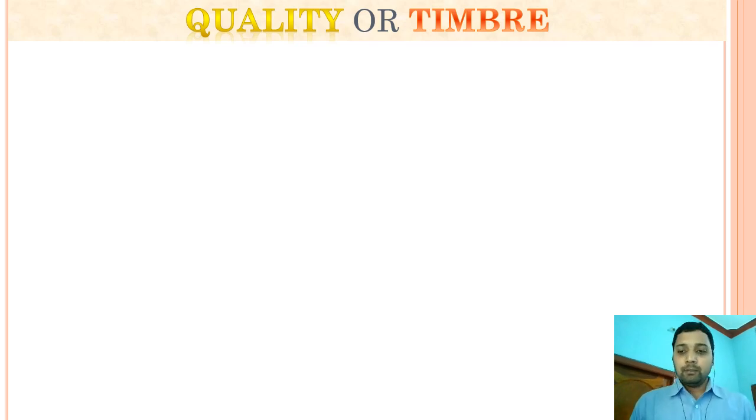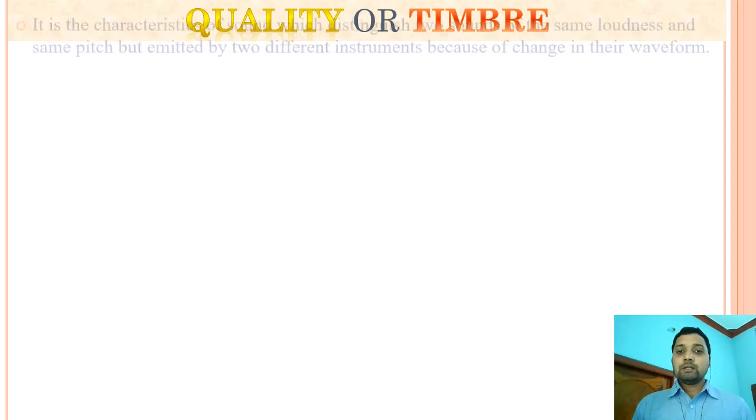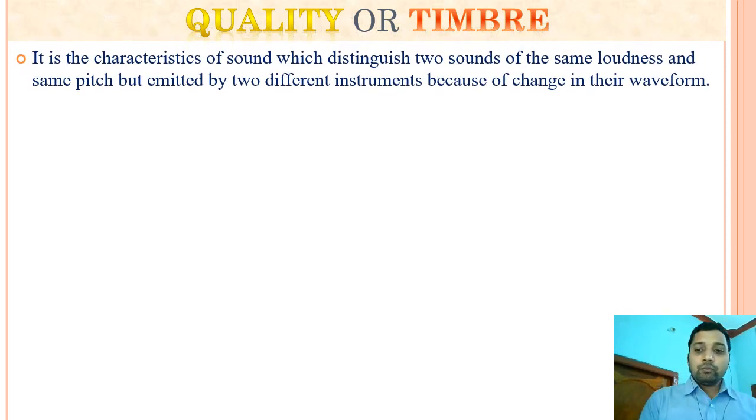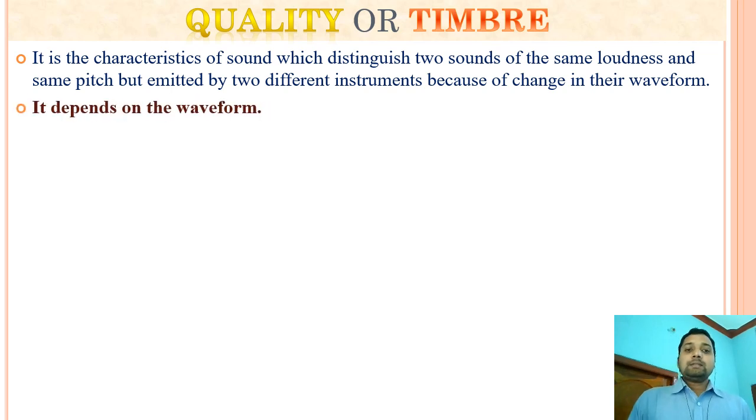This quality or timbre is used mainly to differentiate two sounds produced by two different instruments, two different species, and sometimes within the same species, with the same loudness and same frequency, it can be differentiated by this quality or timbre. Quality depends upon the waveform, which means which type of wave it will form. Loudness and pitch are two characteristics, but here, which type of wave will form, that is what you can call the timbre or quality.